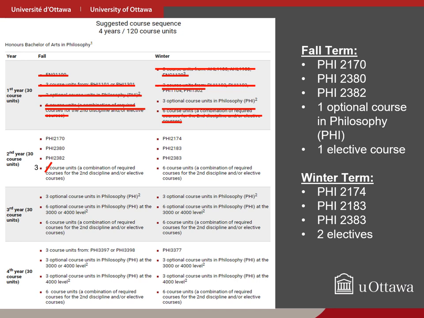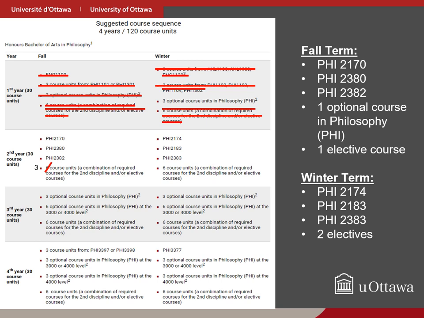If we go back to the course sequence that we were working with, we can see that during the fall term, the student would enroll in philosophy 2170, 2380, 2382, as well as 1 optional course in philosophy and 1 elective course. For the winter term, they would enroll in philosophy 2174, 2183, 2383, and 2 electives.